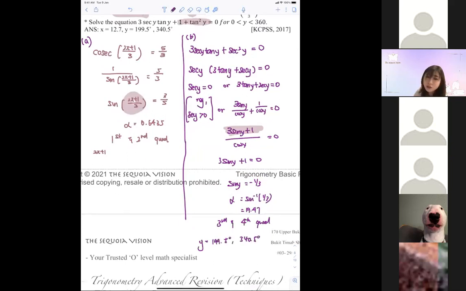Last year O-level, the basic trigo came out. Super easy, but a lot of people forget how to do it because it's too simple. So as much as you practice the harder questions, don't forget to practice the simple ones also. You just have to know the basic technique. Every time when you want to solve, make something the subject, sine, cosine, tangent, find basic angle, find quadrant.